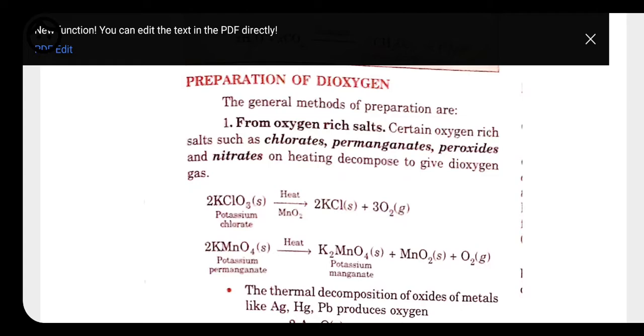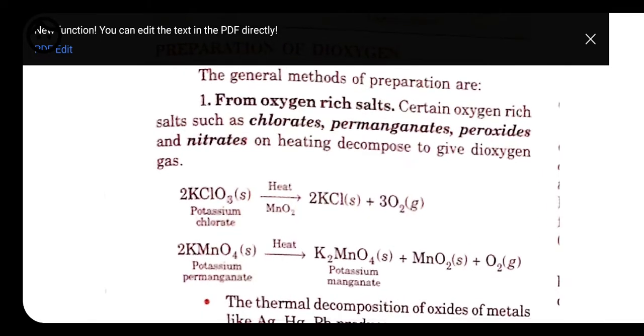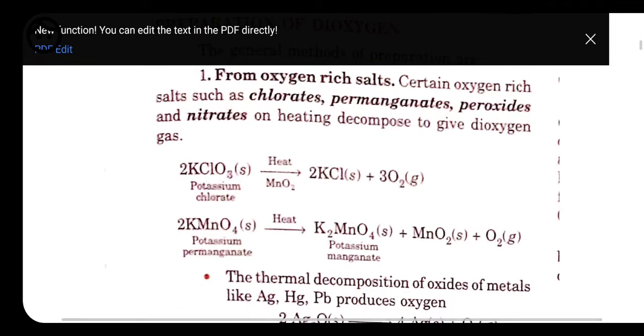The first preparation method is that it can be prepared from oxygen-rich salts. We know that many salts are present in the combined state with oxygen. So here we can extract oxygen from those salts. These salts may be chlorate, permanganate, peroxide and nitrate, and on heating they decompose and give rise to dioxygen. See, here we have potassium chlorate. On heating this potassium chlorate, decomposition takes place and it gives potassium chloride by the release of oxygen gas.